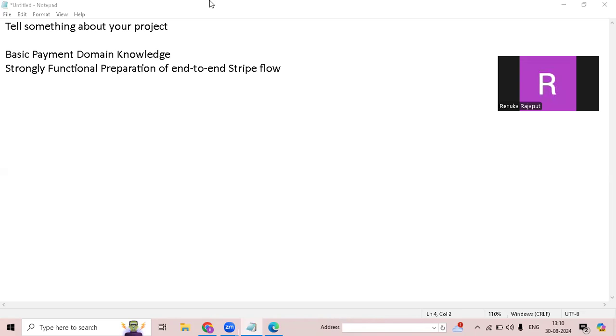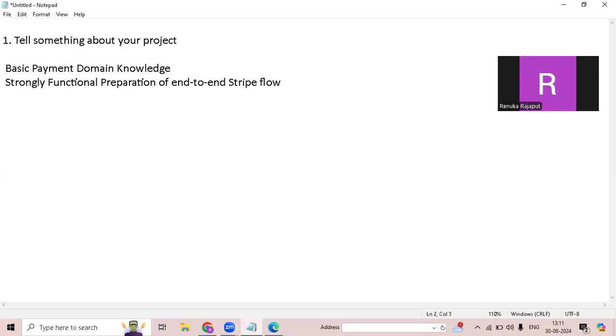So my project name is Stripe Payment Integration for our e-commerce client. Today I'm going to share details about my project, and also both the technical and functional requirements of this project. Okay, I will start. First one is tell something about my project. This is my first point.